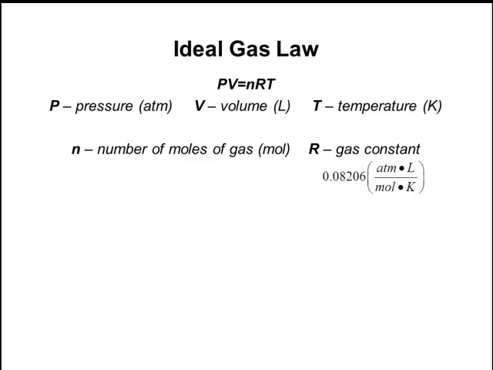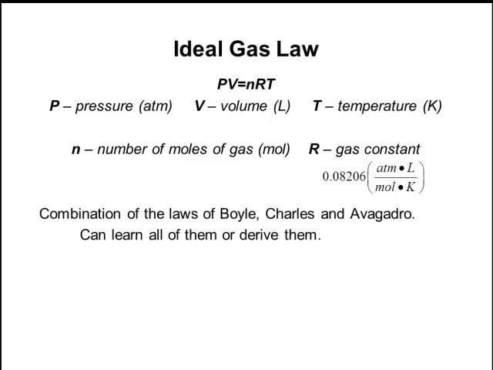Now this ideal gas law came about from observations by a variety of different scientists. They did various measurements with gases under different conditions, came up with these theories, put them all together, and ended up with the ideal gas law. So this ideal gas law is going to be a combination of Boyle's, Charles's, and Avogadro's laws. But we don't need to know what Boyle's law was, what Charles's law was, what Avogadro's law was. What we need to do is understand the ideal gas equation and derive those from it.